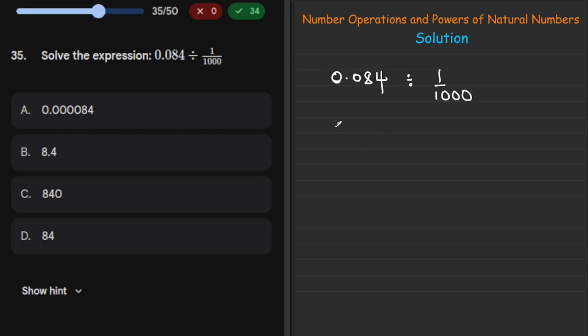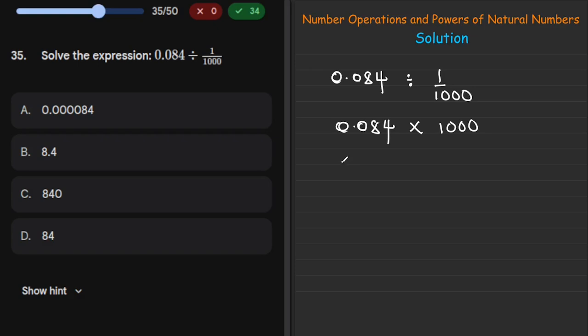If this is the case, then we need to apply a principle that says if we are dividing by a fraction, we multiply and take the reciprocal of the fraction. In this case, it becomes 1,000 over 1. And since it is over 1, we know it's maintained as 1,000.